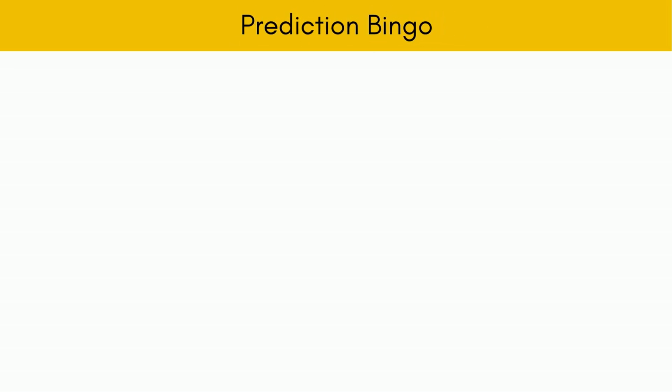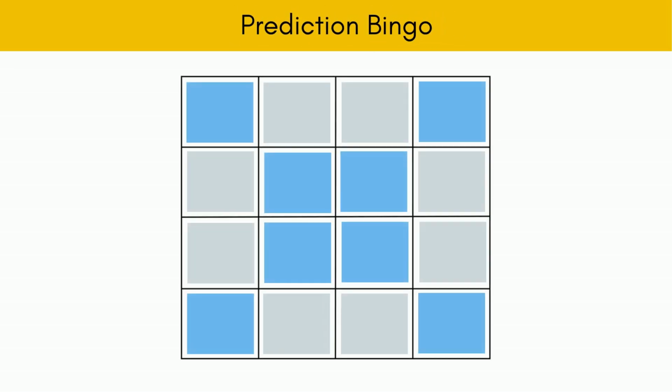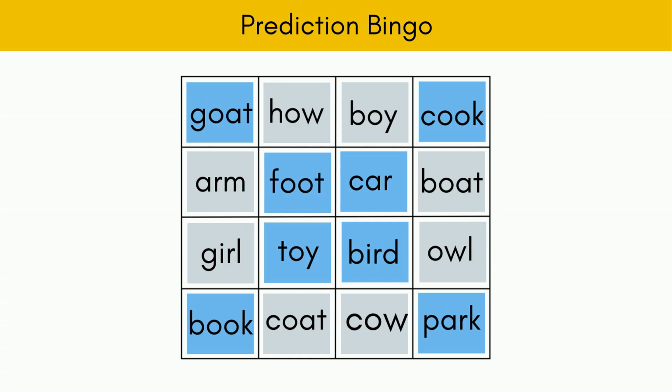Prediction bingo. The children can write words they think will be in a song in a bingo grid and play bingo while listening to the song. One way to do this is to start with a writing activity where you give the children a lot of pictures of things that might be in the song, and the children choose which words to write in their bingo grid.